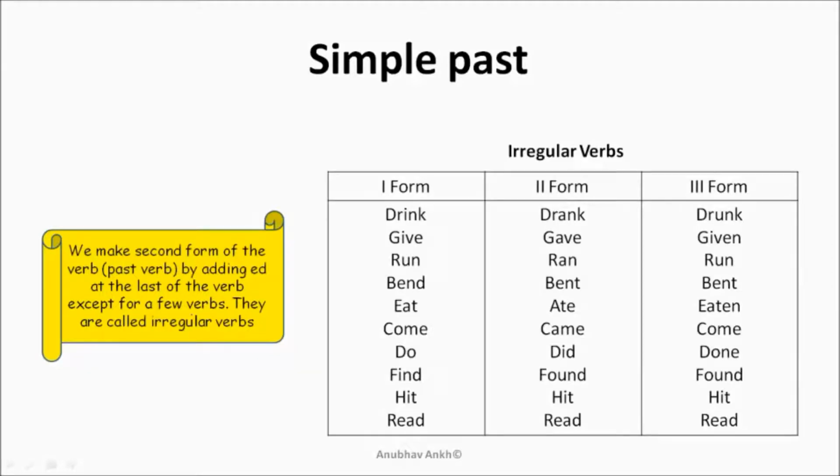I'm sharing with you a few examples of these irregular verbs. They are drink, drank, drunk; give, gave, given; run, ran, run; bend, bent, bent; eat, ate, eaten; come, came, come. What are the examples? He came on time. We ate a banana the day before yesterday. The soldiers bent in front of their king or ruler. Clear? So these are the second forms. There are more irregular verbs that you should know the second forms of to use them in simple past.